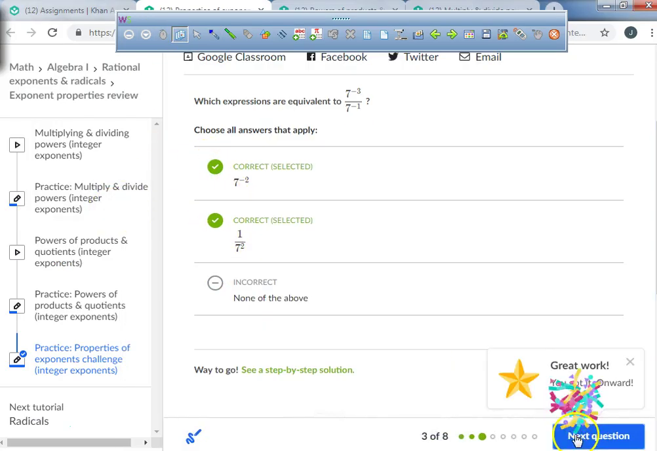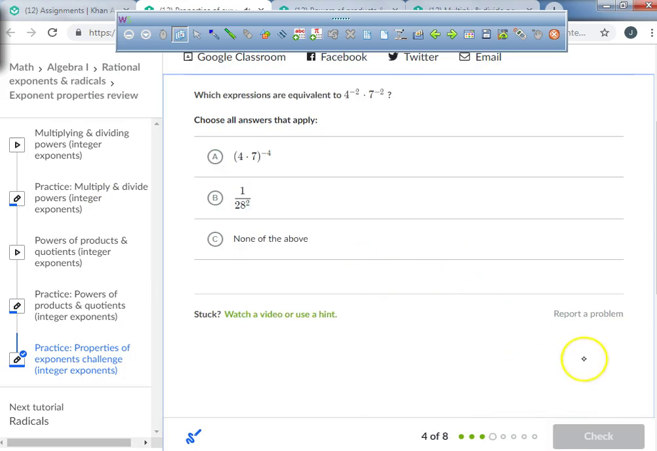And that's all I'm going to do. I'm tired of doing these problems. Alright, they're easy.